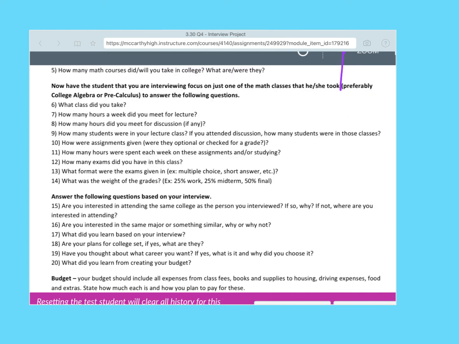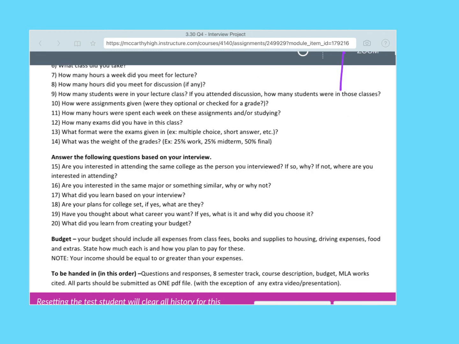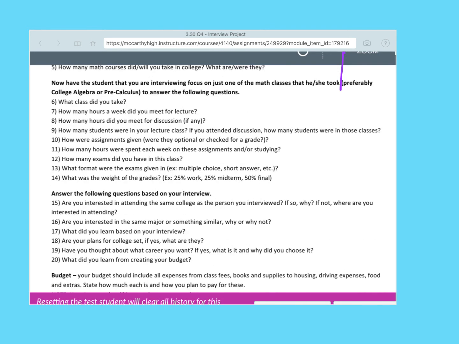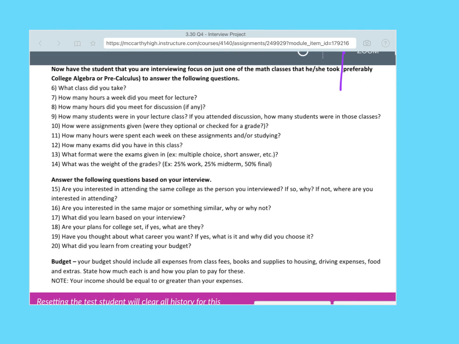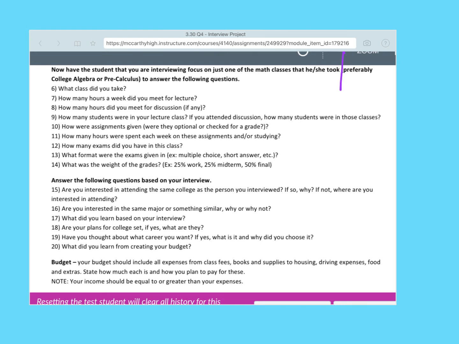Let me see if it's going to let me hold it up here, because every time I let go, it scrolled up. Okay. Answer the following questions based on your interview. Now, this is your responses. Are you interested in attending the same college as the person you interviewed? If so, why? And if not, where are you interested in attending? As a senior, obviously, this question's a little bit more set in stone. As a sophomore, this could be somewhere you're literally just interested in attending. It doesn't mean that in 2 years I'm going to come back and yell at you because this question changes.